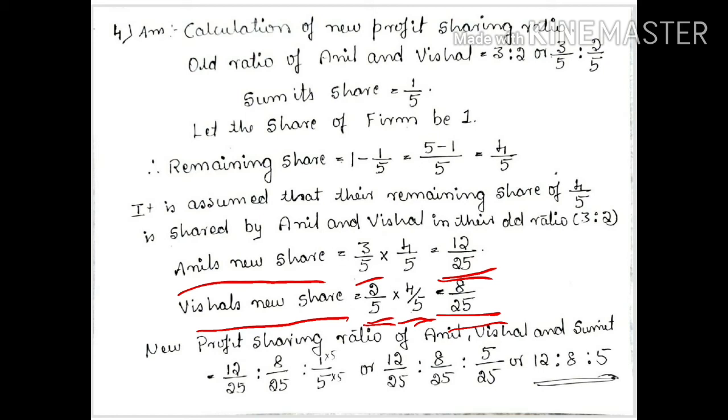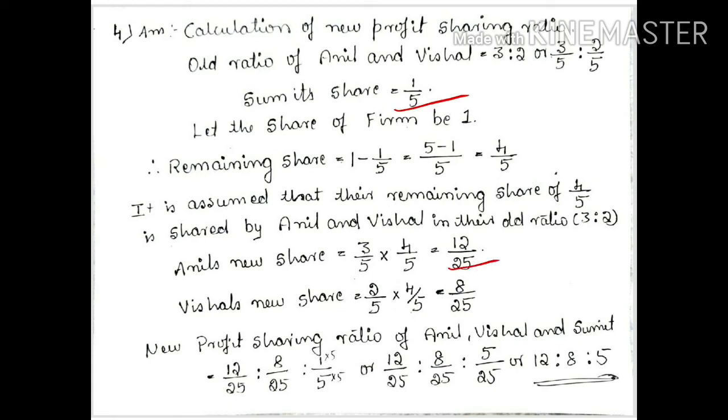And now we have all the information. That means the new share of all the partners. How much? Sumit's share 1 by 5, Anil's share 12 by 25 and Vishal's new share 8 by 25. So the new profit sharing ratio of Anil, Vishal and Sumit is 12 by 25, 8 by 25 and 1 by 5.